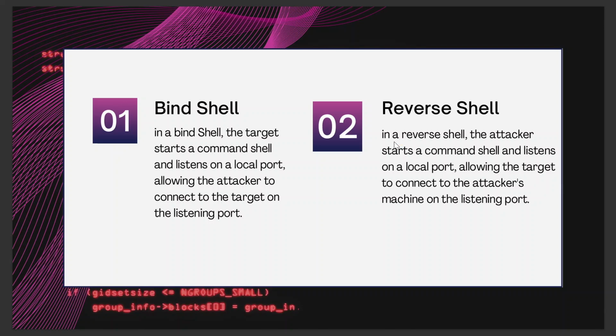So whenever your target machine is sitting behind a firewall, you are always free to make use of the reverse shell, because in this case the attacker is the one starting the command shell and listening on a local port, while the target machine is the one connecting to the attacker's machine on the listening port. This is possible because most outbound firewall rules are more on premises, so a reverse shell is more likely to bypass the firewall.